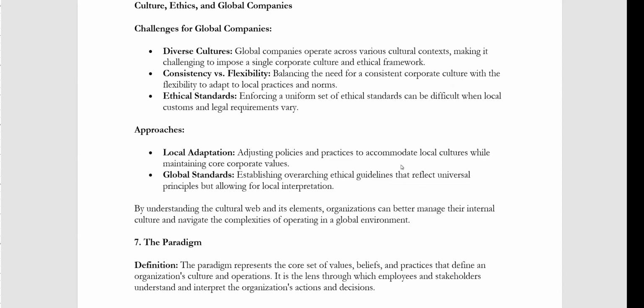So you remember we talked about the paradigm, and I said that it represents a core set of values, beliefs, and practices that define your culture and your operation. So this is the lens through which employees and stakeholders can understand and interpret your actions and decisions.